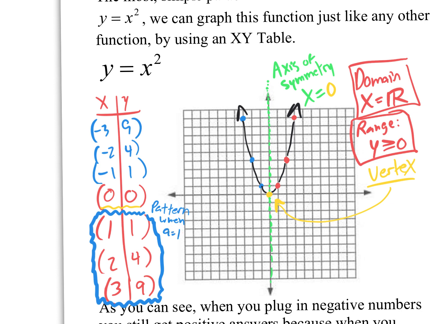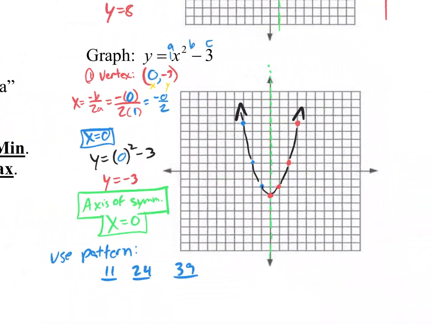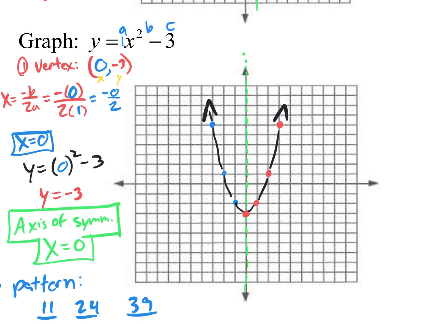Okay, so if we look at this guy down here, the last one that we did yesterday, if you were absent, you don't have it yet, but we graphed it, and from the vertex, because the A value is 1, you could use the pattern 1, 1, 2, 4, 3, 9. Let me just write down that pattern. Because the A value is 1, you could use the pattern 1, 1, 2, 4, 3, 9.